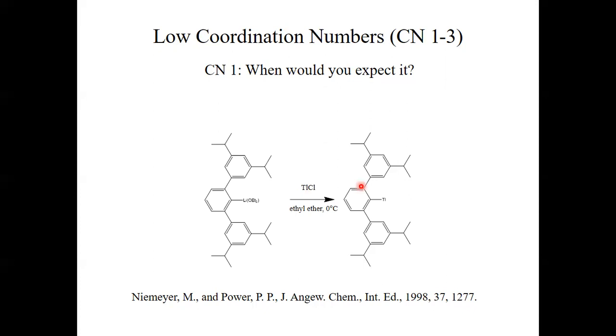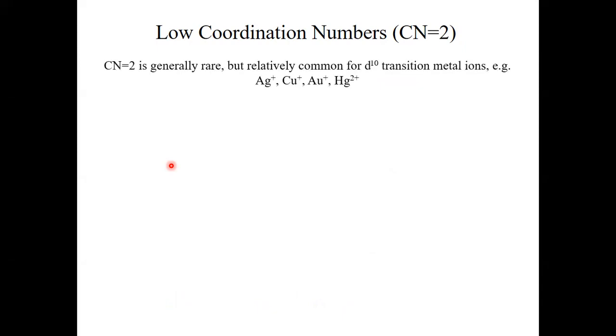Let us move now from the coordination number of 1 to the coordination number of 2. Similar to the coordination number of 1, this coordination number is rare. However, it's already significantly more common, in particular for metals that have the d10 electron configuration. So metals with the d10 electron configuration tend to like the coordination number of 2. There's a fair number of examples for that. So what are examples for metal ions with the d10 electron configuration? Examples are, for instance, silver plus, copper plus, and gold plus.